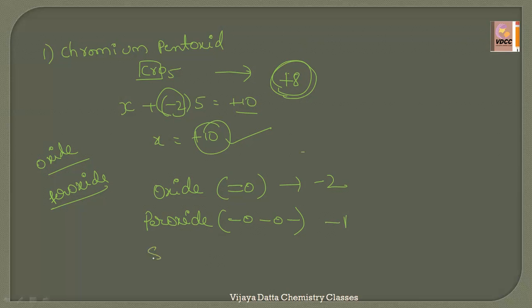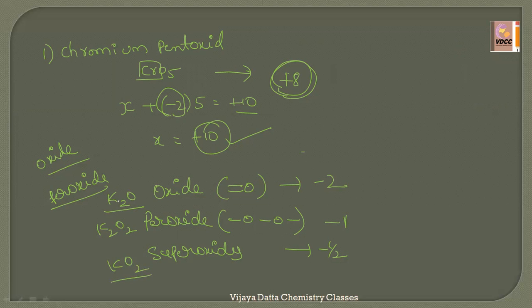Superoxides are also there. The oxidation state in superoxides is minus 1 by 2. Generally, it is potassium that forms superoxides. Going from top to bottom in the group, reactivity is increasing, and potassium forms oxides, peroxides and superoxides. K2O is an oxide, K2O2 is a peroxide, and KO2 is a superoxide.